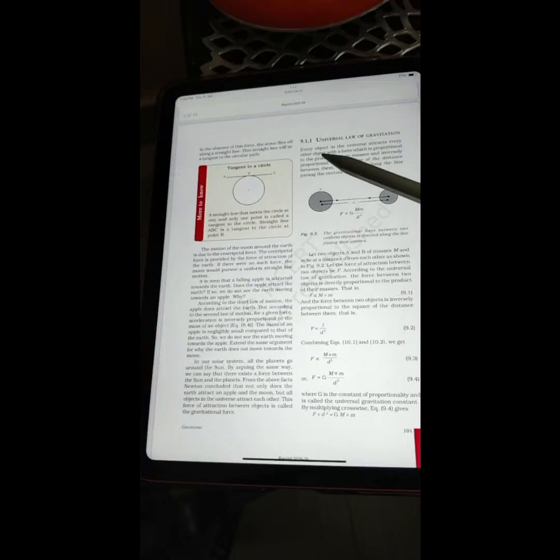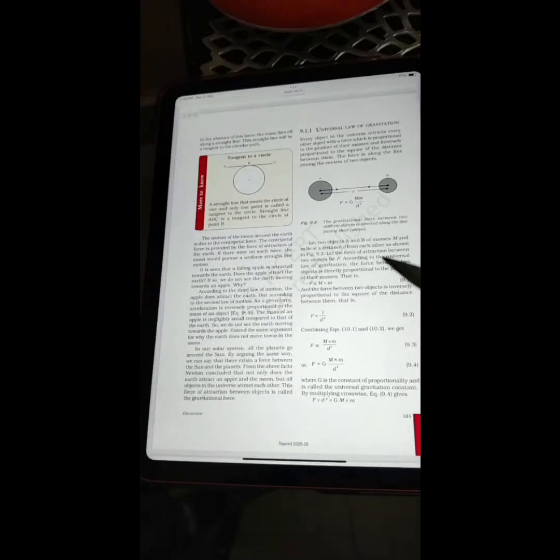So we are coming to this side now. 9.1.1 Universal Law of Gravitation. Every object in the universe attracts every other object with a force which is proportional to the product of their masses and inversely proportional to the square of the distance between them. The force is along the line joining the centers of two objects. So figure 9.2 is showing the gravitational force between two uniform objects is directed along the line joining their centers.